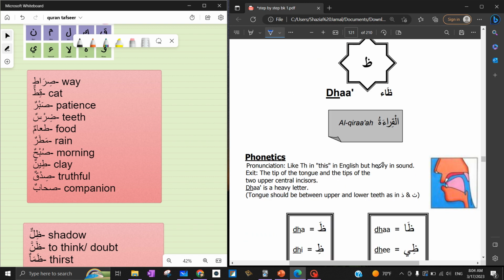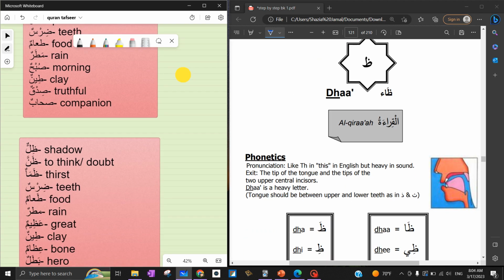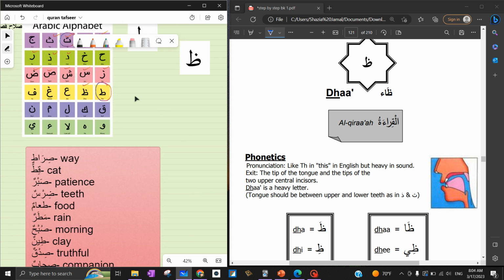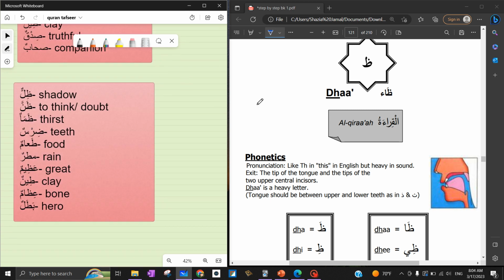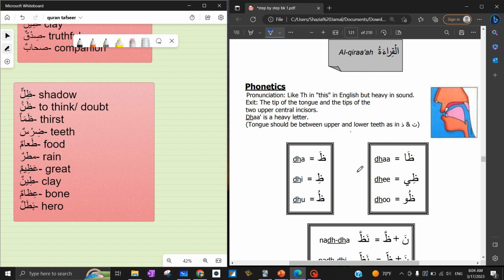So let's go to the next letter, la. Now this letter la, both look alike. The only difference is that it has a dot above the circle, or above the I of ta and la. There is a dot above it. You can see how it looks like here. So now what do you know about this letter? This letter is also a heavy letter.